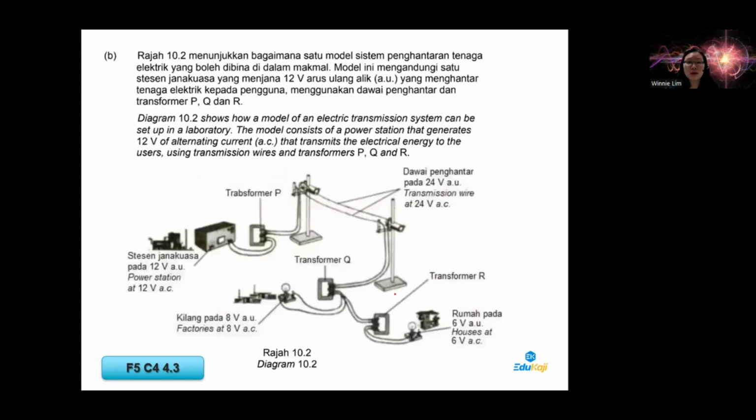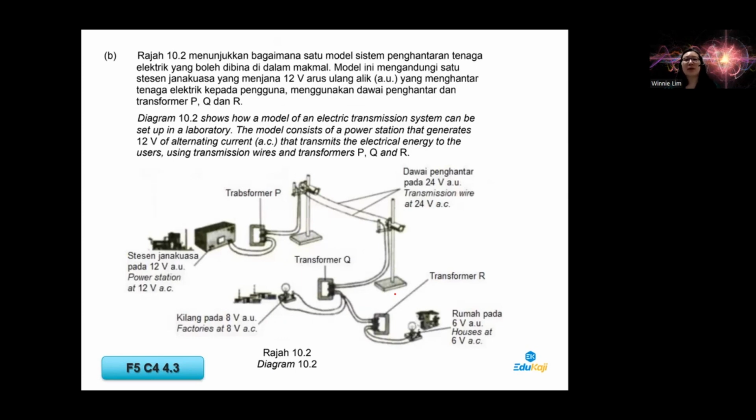Okay, then next, you will have this 10 marks question where you need to construct the tables and diagram. 10.2 shows how a model of an electric transmission system can be set up in a laboratory, and the model consists of a power station that generates 12 volts of alternating current that transmits the electrical energy to the user using transmission wire and transformers P, Q, and R.